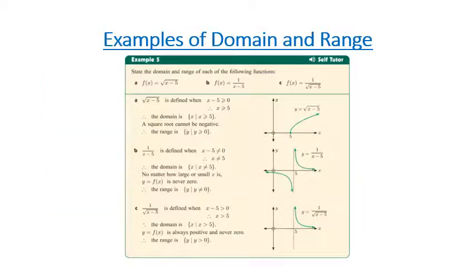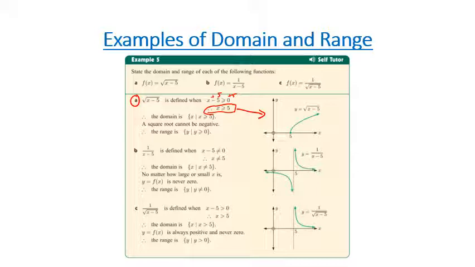Here's some more examples of stating the domain and the range for the following functions. Try and explain what's going on here. In A, we've got the square root of x take away 5, which is basically when x take away 5 is greater than or equal to 0. So therefore the domain would be x is greater than or equal to 5. Again, if we add 5 to both sides, we can treat this just as a normal equation, even though it's got a greater than or equal sign, and then replace the inequality back in, and we get x is greater than or equal to 5.